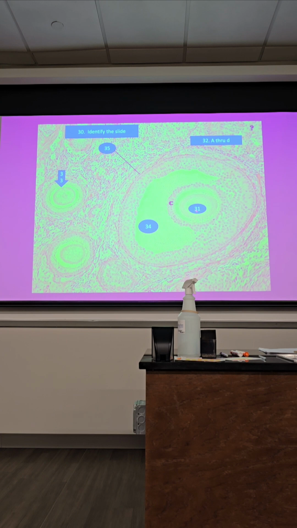Okay? This 31 is the secondary oocyte. If we point it with 35, well, then we're talking about the mature Graafian follicle, the vesicular follicle, the tertiary follicle. Right? Now, what is this here? It looks like it only has one layer. So since it's one layer, it is the primary follicle, okay? Primary follicle.